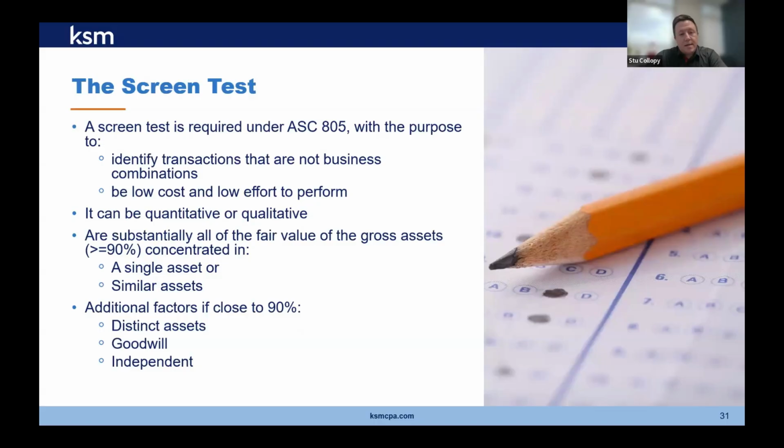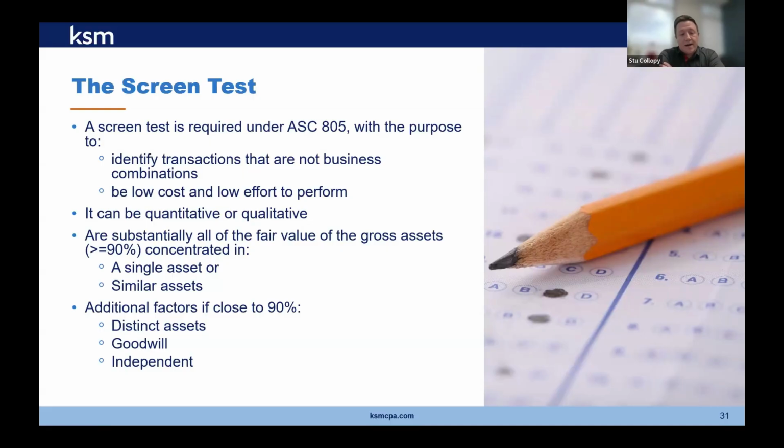So a little more information on the screen test. FASB put this together in an effort for the acquirer to walk through a process that is low cost and low effort to perform. They don't want people spending a ton of time trying to decipher if they're acquiring an asset or purchasing a business. And again, the end goal here is really to identify transactions that are not business combinations. It can be quantitative or qualitative. And there's that substantially all definition that they give you: is 90% concentrated in a set of similar assets or a single asset?